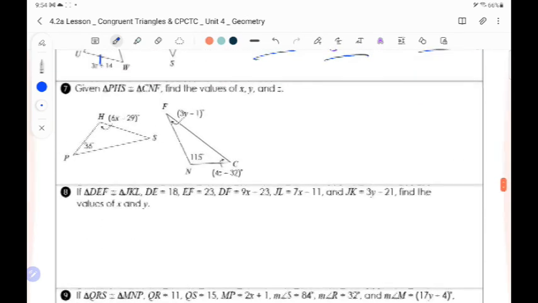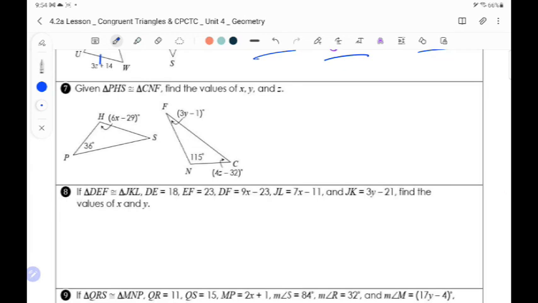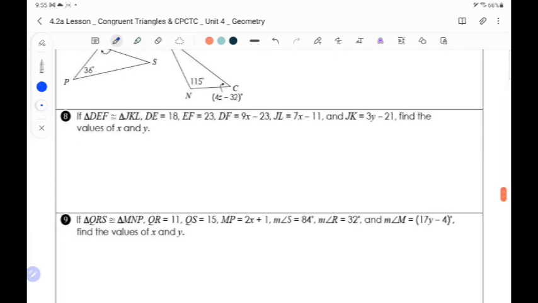Number 7 you're going to do on your own. It's the same process, but with angles. You should still be able to do the work. Just keep in mind that you might need to use that the angles add up to 180. I don't know for sure, but give that a try. And then we'll jump down to number 8 to do together.